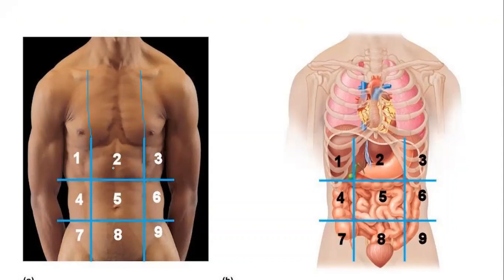Now, as you can see in this picture, due to these two horizontal and two vertical lines, the abdomen has been divided into 9 regions. As you can see, this is the first, second, third, fourth, fifth, sixth, seventh, eighth, and ninth region. So we have 9 regions in the abdomen now, right?